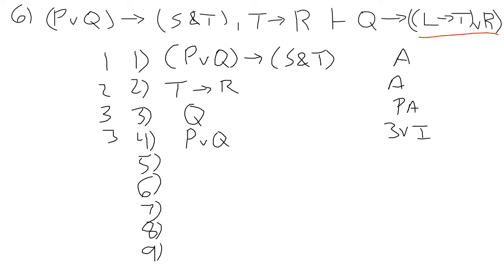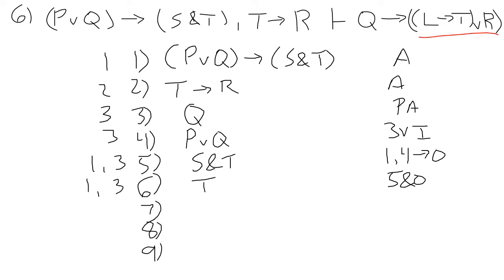3. Then we can do 1 and 4, arrow out to get S and T. So that's going to be from 1 and 4, arrow out, 1 and 3. Then we can get our T by itself from 5, ampersand out. And that will give us our antecedent to the conditional statement here in line 2. So we can get R by itself in line 7. So that's going to be from 2 and 6, arrow out.